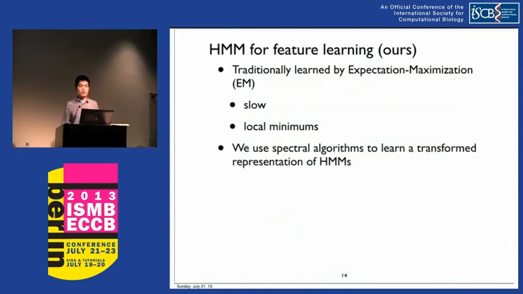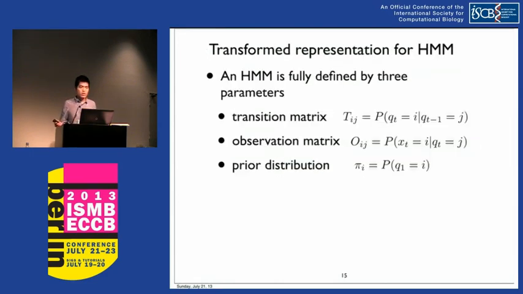And here comes the learning part. Traditionally, HMMs are learned by the expectation maximization, or EM, algorithm, which is slow and only finds local minima. In the next few slides, I'm going to present the spectral algorithm that enables faster HMM learning. First, a few basics about HMMs. An HMM is fully defined by 3 parameters: the transition matrix, the observation matrix, and the prior distribution.